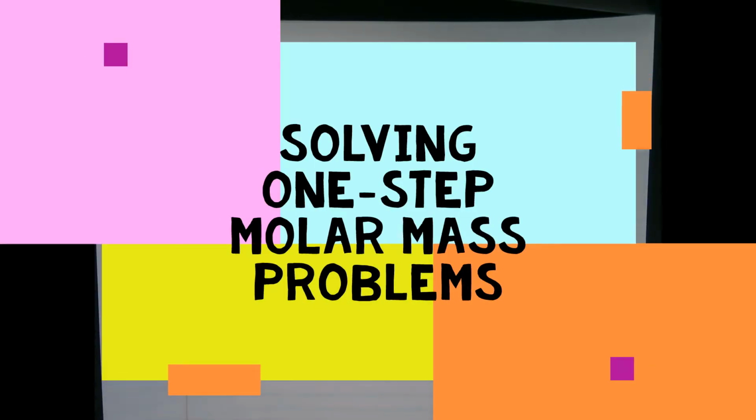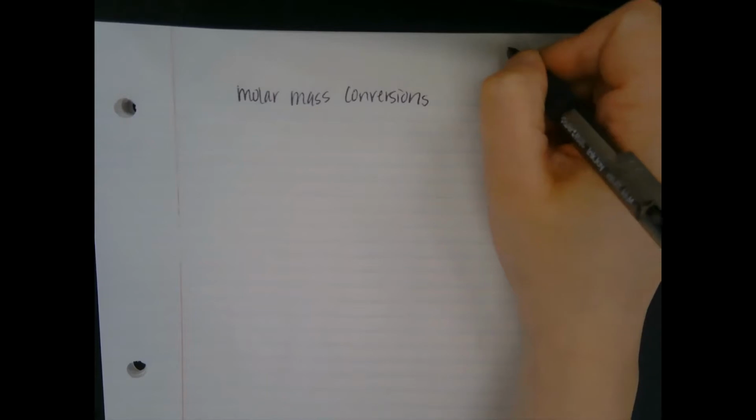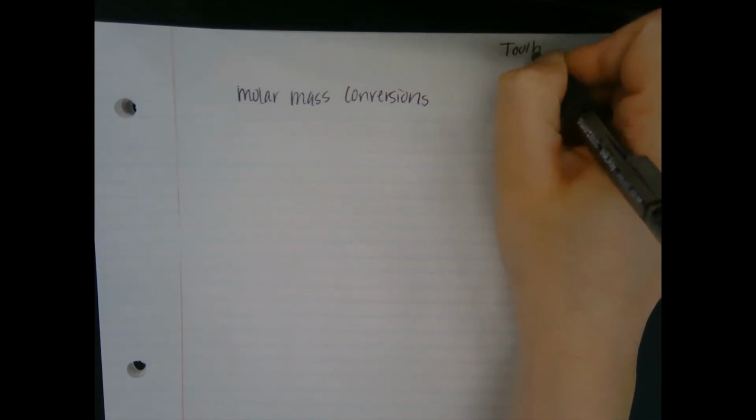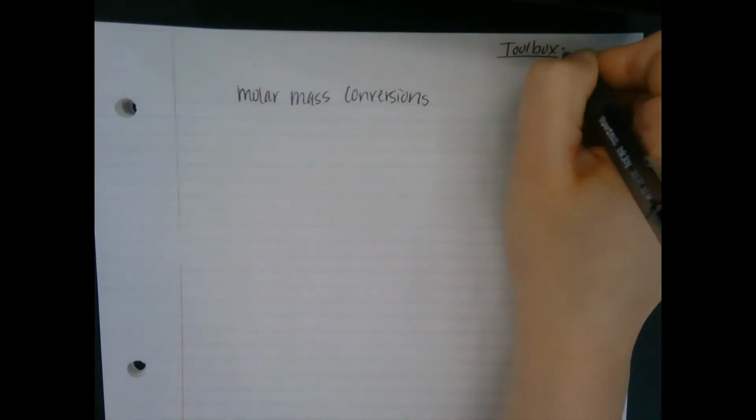All right, today we're going to be looking at molar mass conversions, and one thing I want us to build as we're learning new pieces is our toolbox. So at the top of the page, write toolbox, and we're going to add to this every time we learn something new in stoichiometry. And the thing we learned yesterday, or the first thing we learned, was mole ratios.